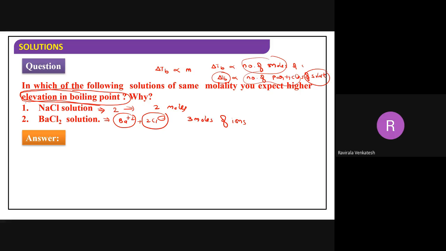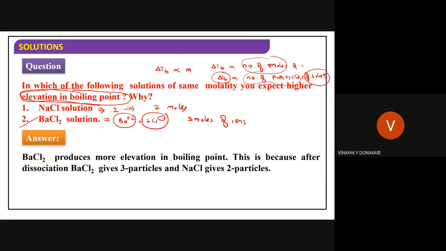So definitely, if I add barium chloride, more elevation of boiling point takes place. Correct or not? So what if urea was there in the options? If I take urea, glucose, sucrose, all at 0.1 m concentration, the same concentration. Urea is NH2CONH2. Glucose is C6H12O6. Sucrose I have taken as C12H22O11.